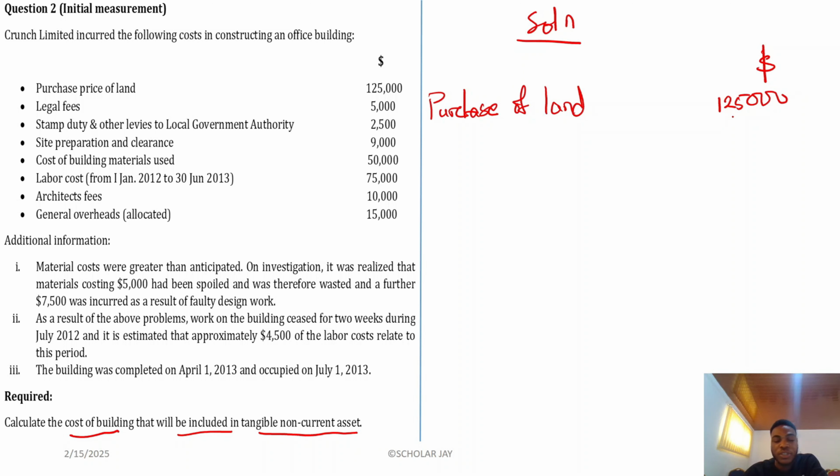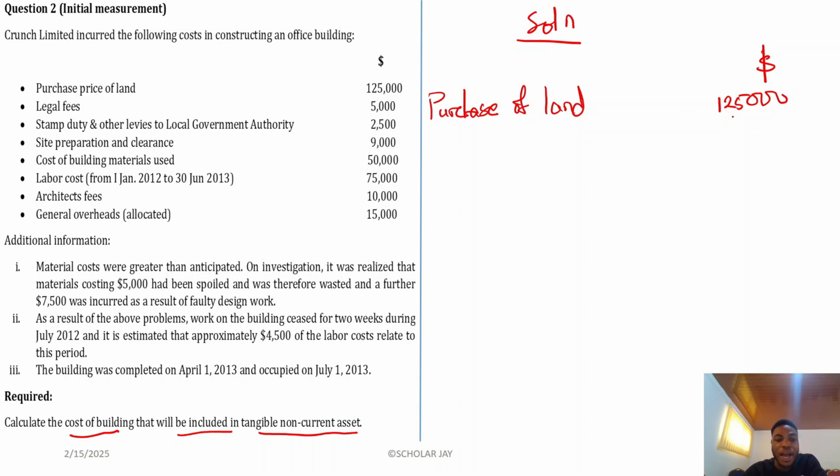Don't forget that I mentioned to you that any form of losses incurred before the asset was ready to be put into use is not considered, right? What it means is that this material cost that we are seeing as 50,000 includes this spoiled 5,000 and the additional incurred cost of 7,500. So for us to know the actual cost that must be capitalized, we must subtract this 5,000 and 7,500 from it. And that makes sense, right? Now, as a result of the above problems, work on the building ceased for 2 weeks during July 2012.